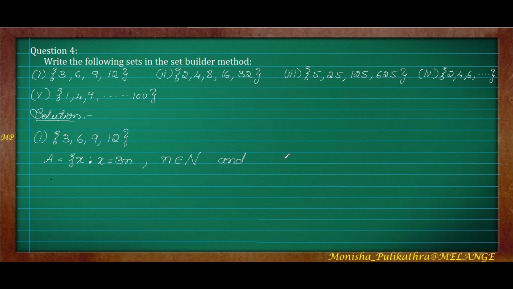Okay. So we can write it as n is greater than or equal to 1. 3 1s are 3. So here the first number we have to substitute is 1. So this n is greater than or equal to 1. Next it is less than or equal to 4, because the last number is 12 and 3 4s are 12. So we have to write it as x is equal to 3n, where this n belongs to natural numbers N, and this n is greater than or equal to 1 and less than or equal to 4. So this is the method of writing numbers in set builder method.